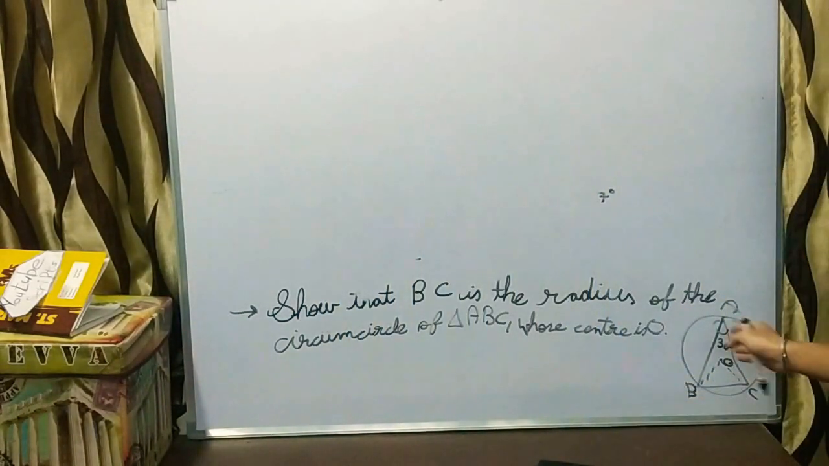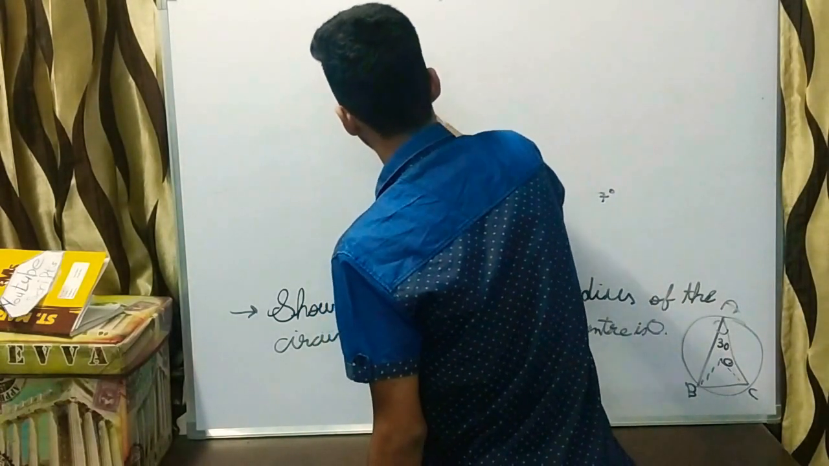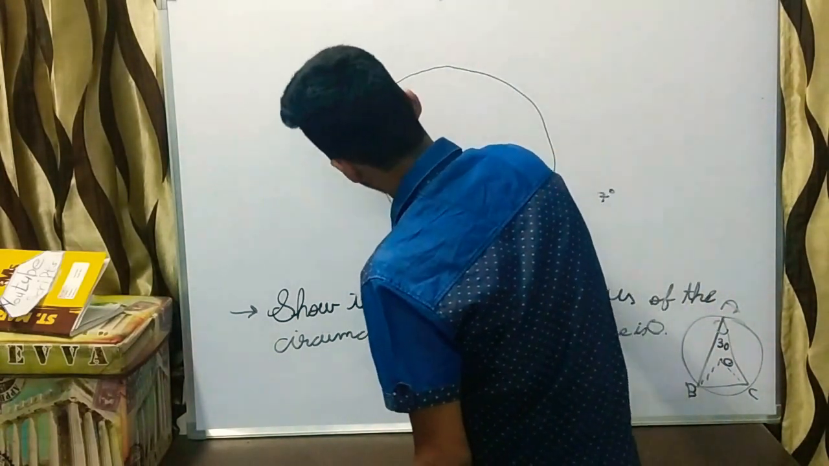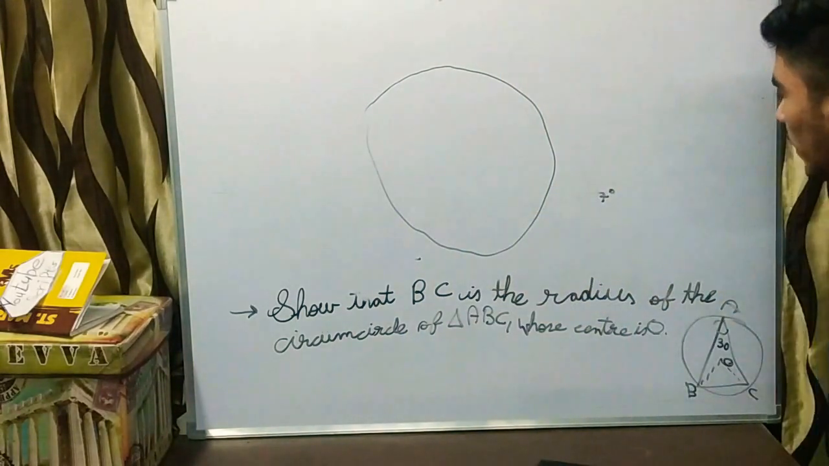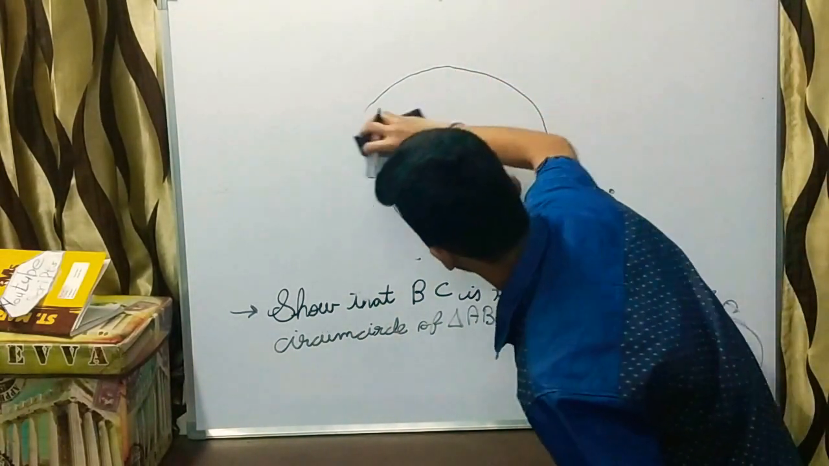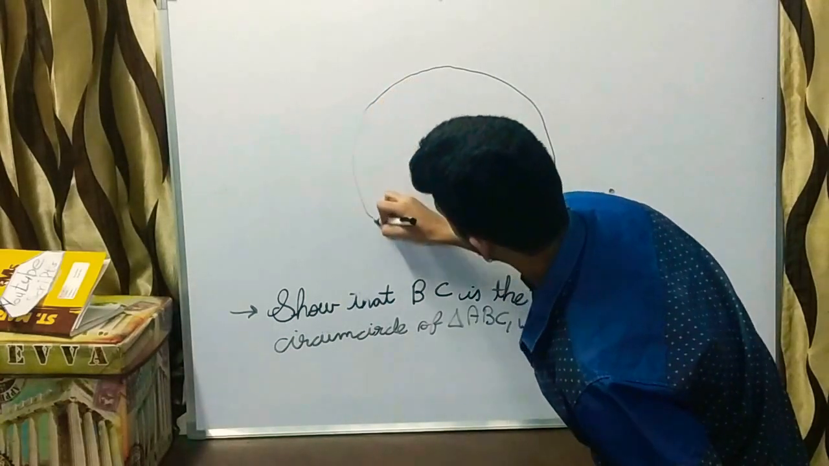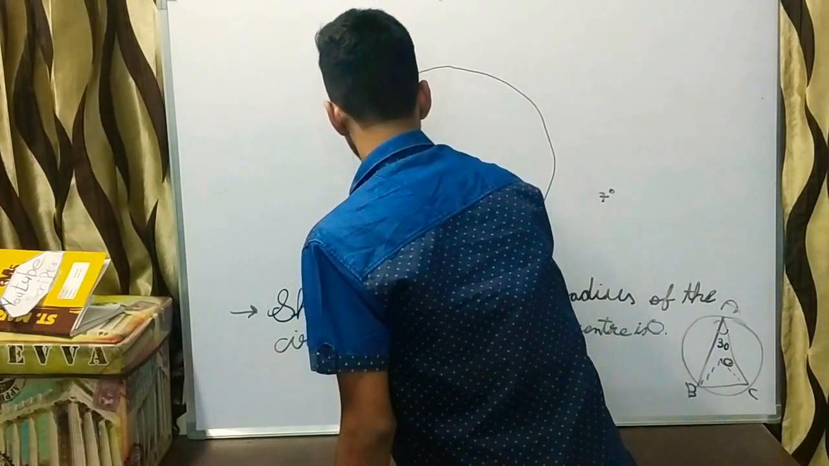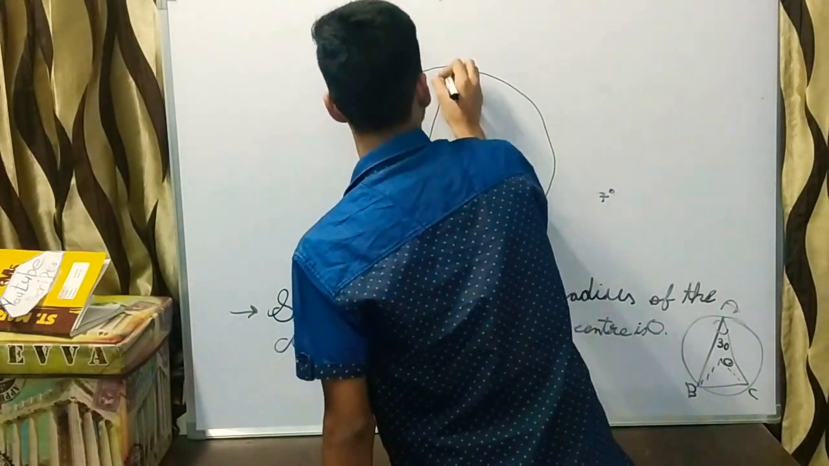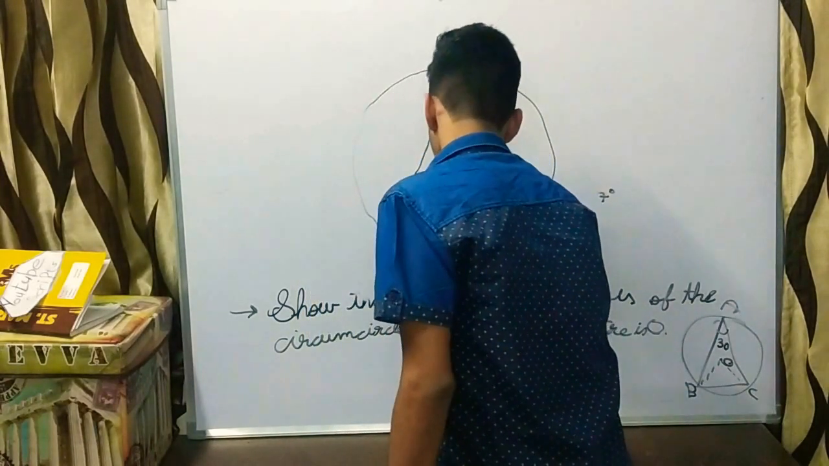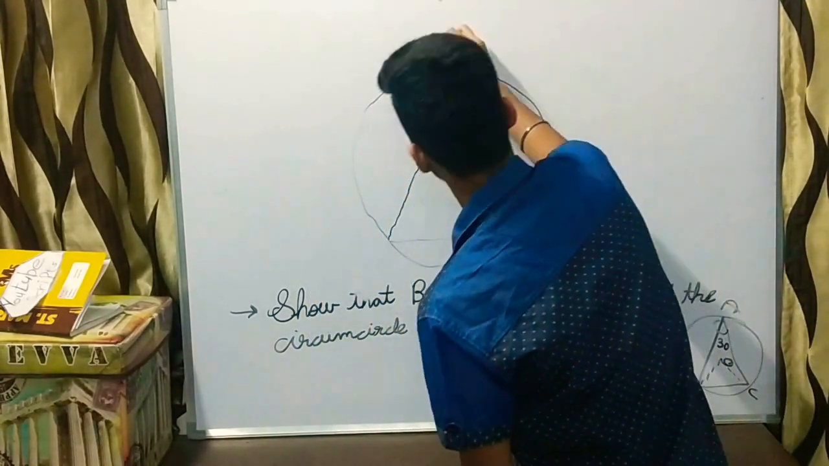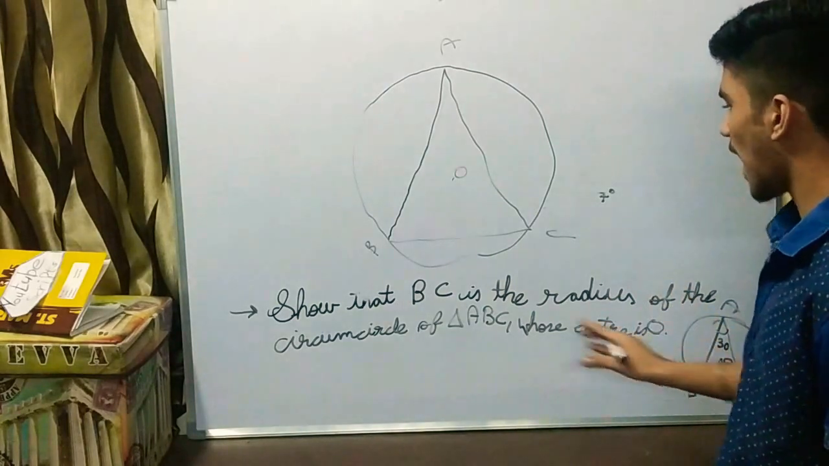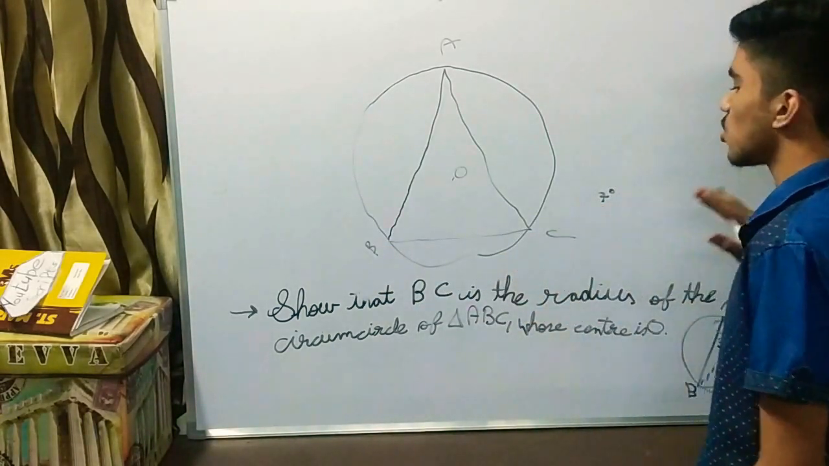Last question, so show that. Let me draw you the figure. It's not a perfect circle, but I have drawn it. So this is your triangle ABC. We have to show that BC is equal to the radius of the circumcircle.